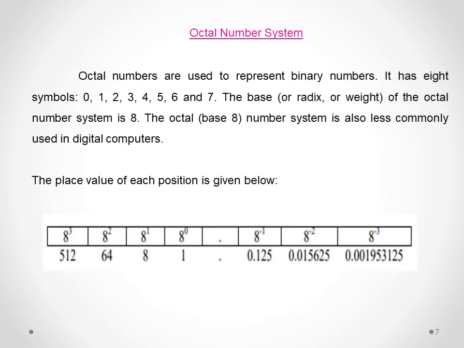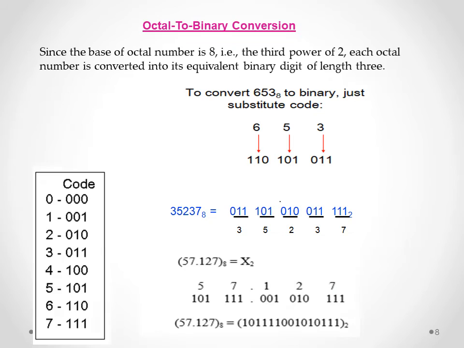The positional value of octal number weight is represented as follows. Here this is the octal point, and the first LSB position is represented as 8 power 0, 8 power 1, 8 power 2 and 8 power 3. In the fraction part, 8 power minus 1, 8 power minus 2 and 8 power minus 3.